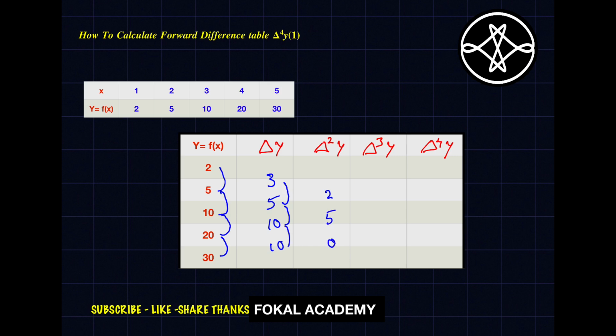This is the second forward difference. Next, the third forward difference, the same pattern. 5 minus 2, 3. 0 minus 5, minus 5. Next, minus 5 minus 3, nothing but minus 8. So here at index 1 is the first value. So this is the only first value for the fourth forward difference, that is minus 8. And this is the required value for the given problem.